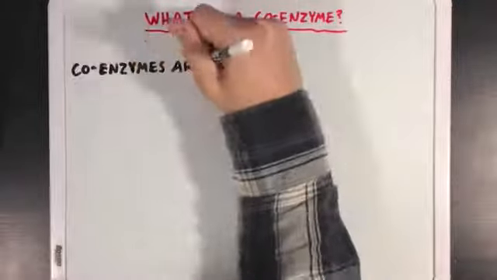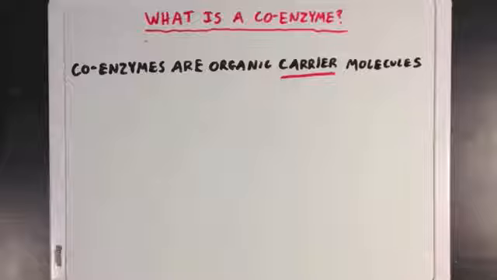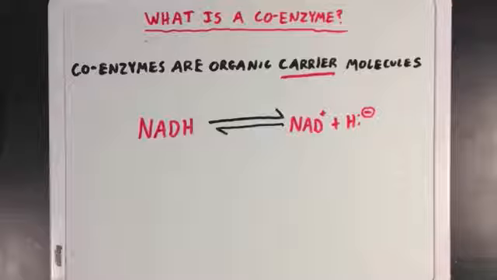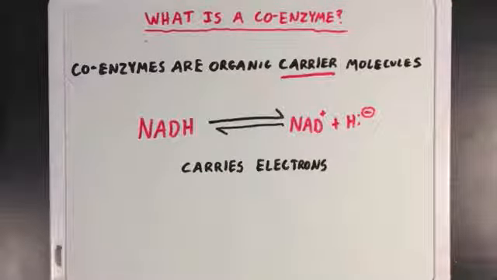Well, coenzymes are organic carrier molecules. And what I mean by organic is that they're primarily carbon-based molecules. And by carrier, I mean that coenzymes hold on to certain things for an enzyme to make the catalysis run a little more smoothly. And a great example of a coenzyme is NADH, which acts as an electron carrier.